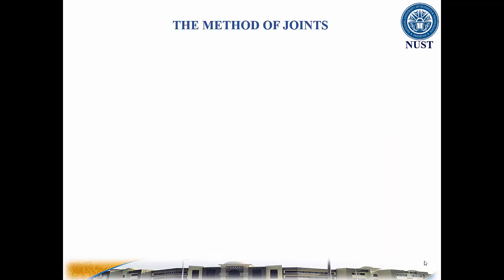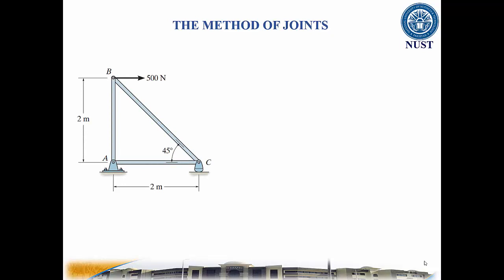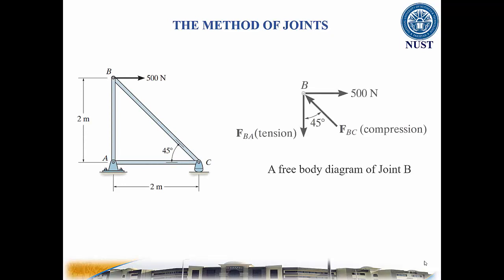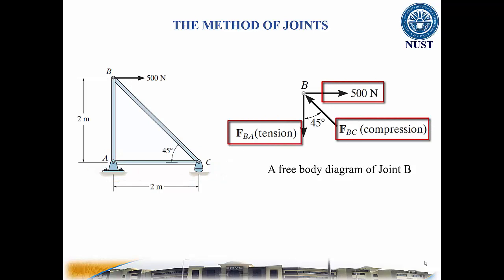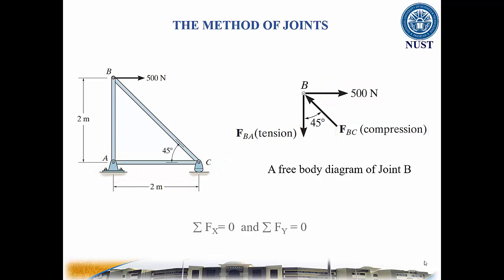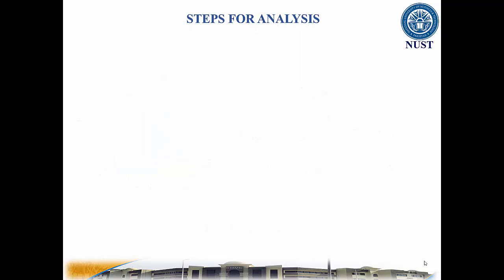When using the method of joints to solve for the forces in truss members, the equilibrium of a joint pin is considered. All forces acting at the joint are shown in a free body diagram. This includes all the external forces, including support reactions, as well as the forces acting in the members. Equations of equilibrium are used to solve the unknown forces acting at the joints. Here are the following steps for truss analysis.